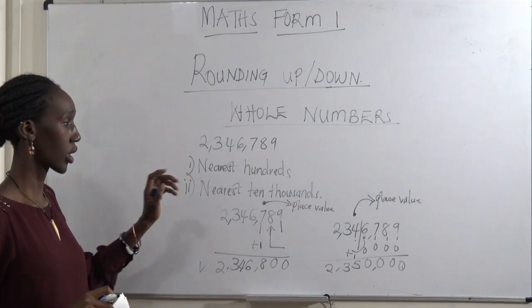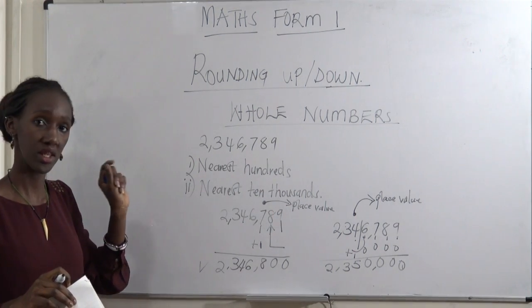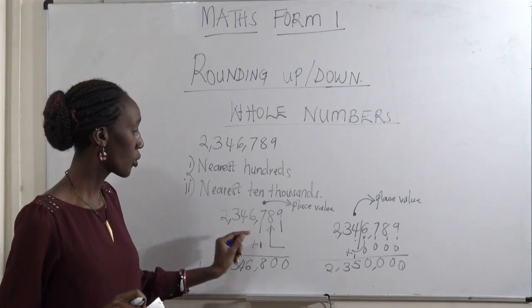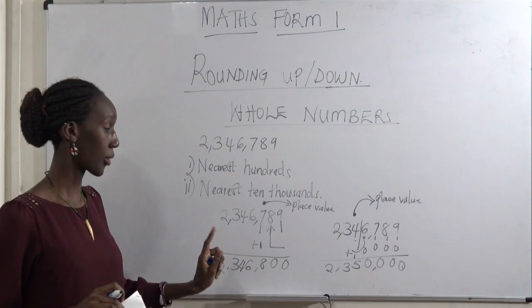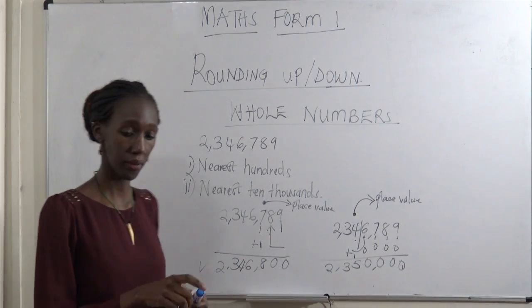So remember to check on the place value. You must know the place values. So if it's tens, just count up to tens. Then look at the immediate number after the tens. So let us look at more examples where we have the zeros.